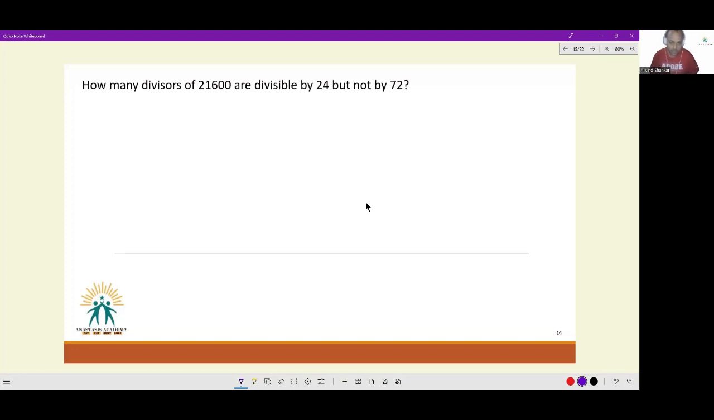How many divisors of 21600 are divisible by 24, but not by 72? Okay. Let's see, 21600 can be broken down as 216 into 100. 216 is 2 cube into 3 cube. And 100 is 2 square into 5 square. Or finally, I have 2 raised to the power 5 into 3 cube into 5 square. Now, 24 is 2 cube into 3. And 72 is 2 cube into 3 square.